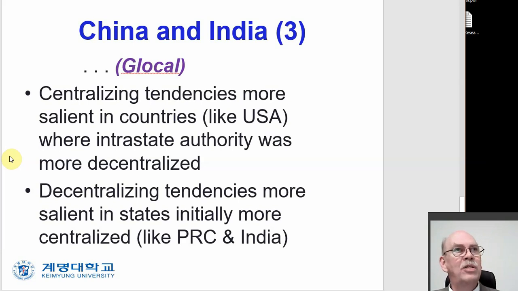However, his study also suggests that in countries where the intrastate authority was relatively weak, relatively decentralized, globalization tends to strengthen centralization. Tendency means this is what I more often do, the way I prefer to do. So centralizing tendencies are more often going to happen in a place where the intrastate authority was relatively weak, relatively decentralized. But on the other hand, in countries that were more centralized, globalization is pushing for more decentralization, and decentralizing tendencies are more likely to happen in states that were more centralized, like the People's Republic of China and India.